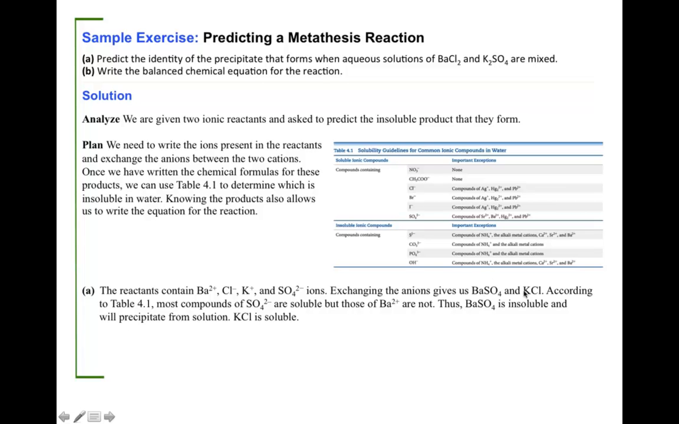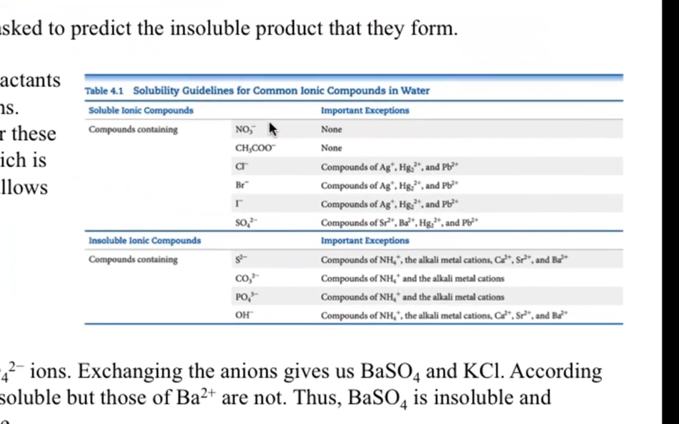Now that we have this, we can check the solubility table to see if one of them is insoluble. The table mentions that all of the sulfates are soluble, but with some exceptions, and barium is one of those exceptions. So barium sulfate is going to be a solid, insoluble. While potassium chloride, all the chlorides will be soluble with the exception of silver, mercury, and lead, and this is potassium, so that means that this will be soluble.